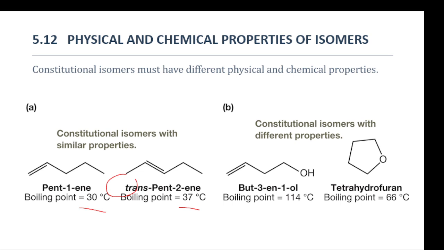Now, constitutional isomers that have different properties are going to have a much larger difference between these. These would be very easy to distill, wouldn't they? Yeah, this one would boil much, much later than this one, right? And so you'd get a very nice, easy separation. Why is that? Exactly. The hydrogen bonding. We have a hydrogen bond donor and acceptor, don't we? This one does not have a hydrogen bond donor and acceptor, right? And so it boils much easier.